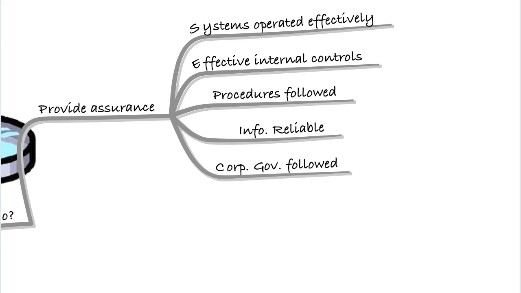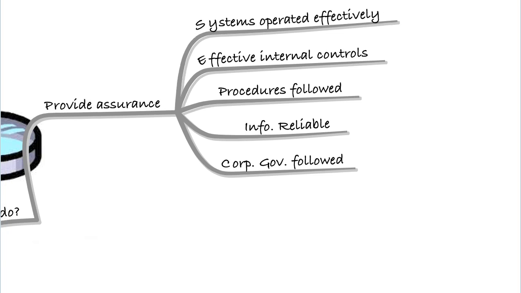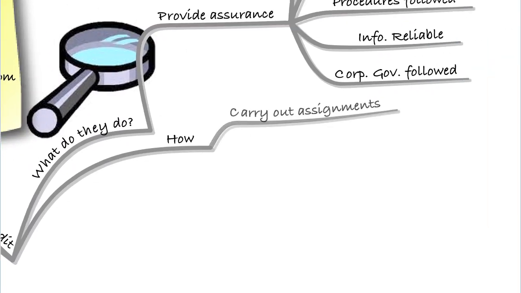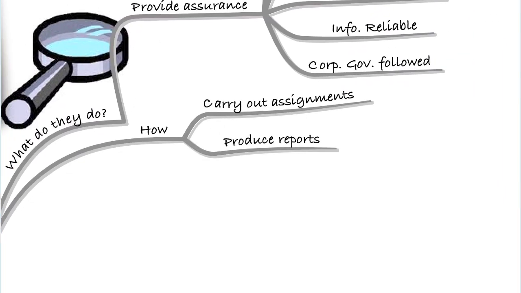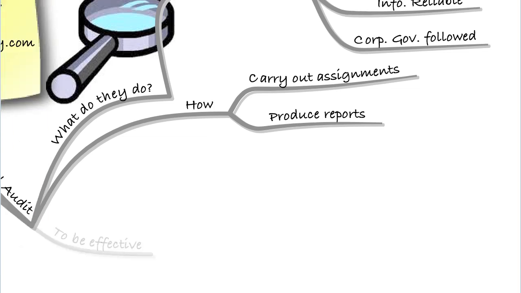So they're still providing assurance just like external audit, but they're doing it over systems, compliance, internal controls, procedures, corporate governance, those sorts of areas. How do they go about doing this? Well, remember that they carry out assignments and produce reports on those assignments.